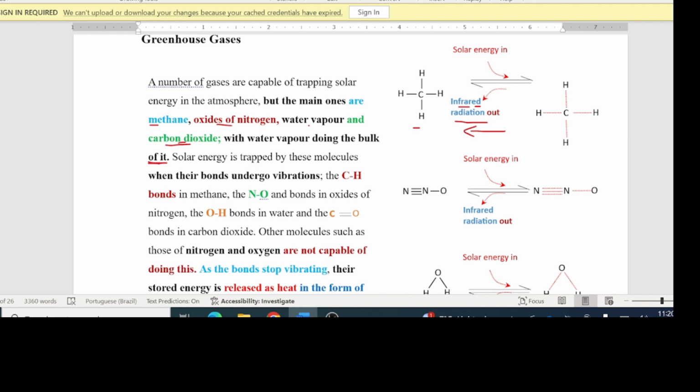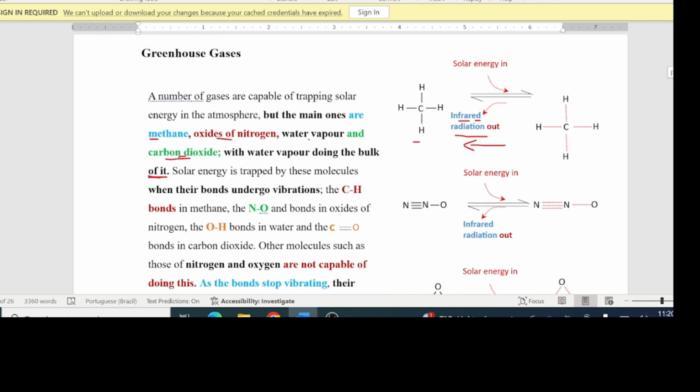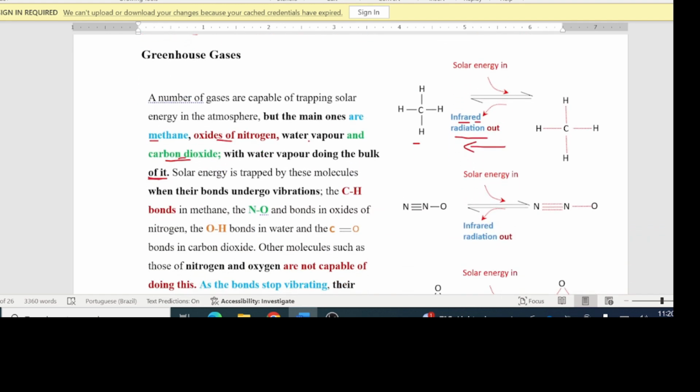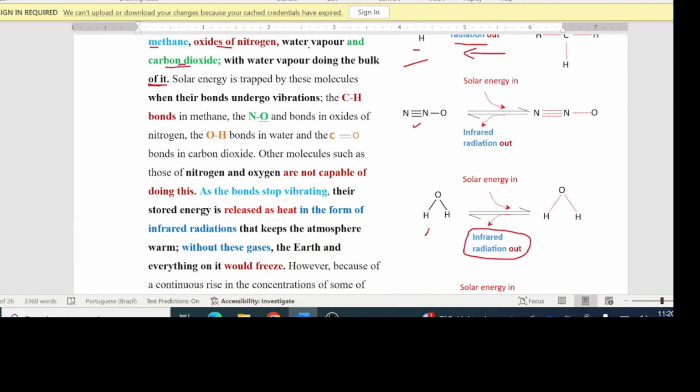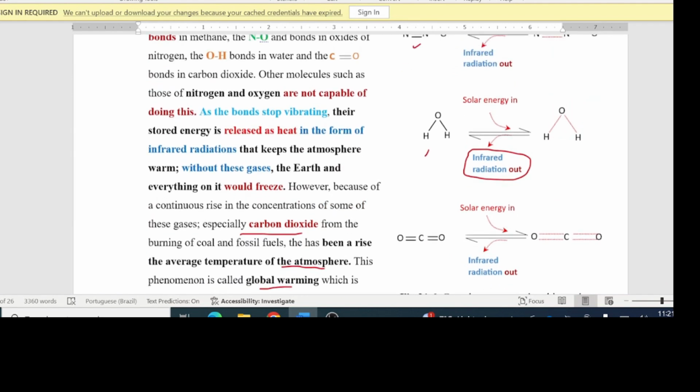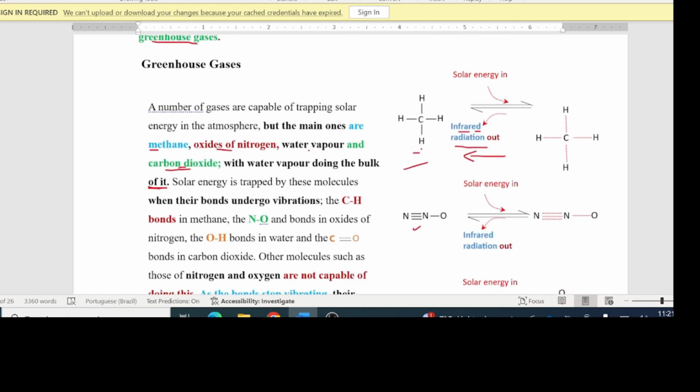So let us explain how these gases are able to trap solar energy and to keep the Earth warm. So you have these gases here, four of them. You have methane, you have an oxide of nitrogen, you have water molecules, and you have carbon dioxide. I'm showing you the bonds in these molecules. Initially, before these absorb solar radiation, this is how the bonds within the molecules are.